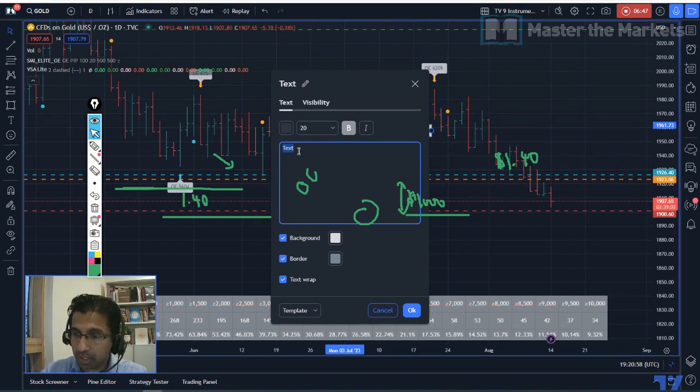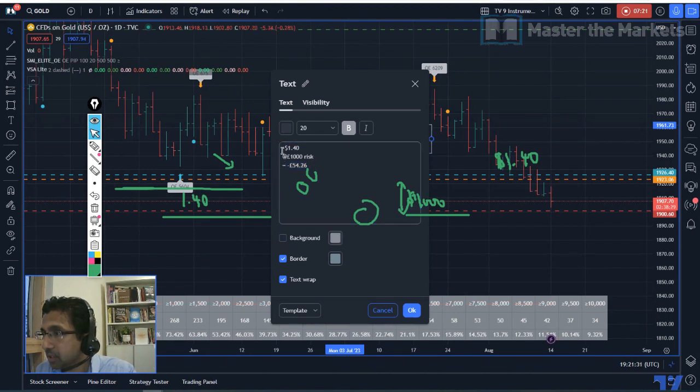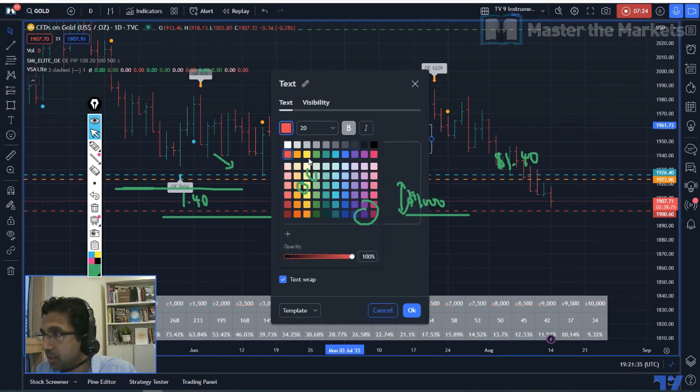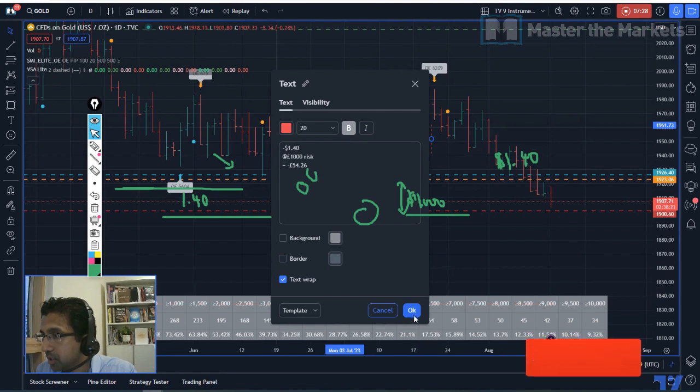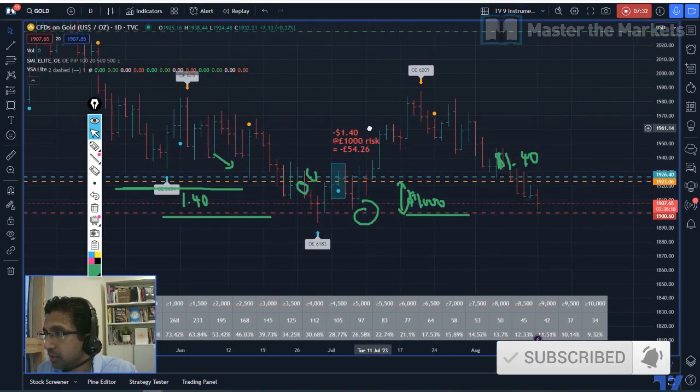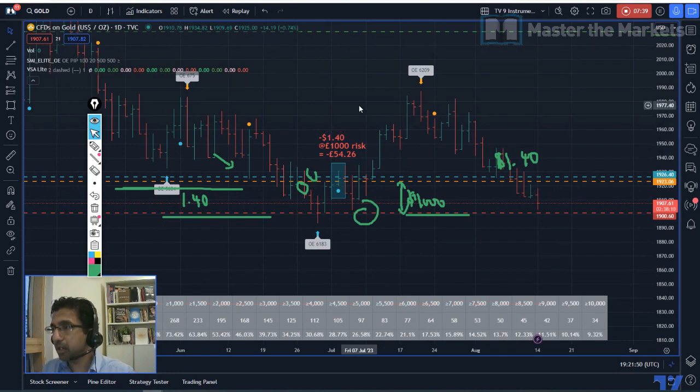So what do we have? We did minus $1.40 at $1 at 1,000 pound risk, which is equal to minus 54.26. Is it not, traders? Yeah. I think we don't need that background over there, so I'll put that as red over here, and we don't need a border, and that's it. Yep, there you go. So that's that one there. Let me quickly put it down. I could tidy that up later on as well.